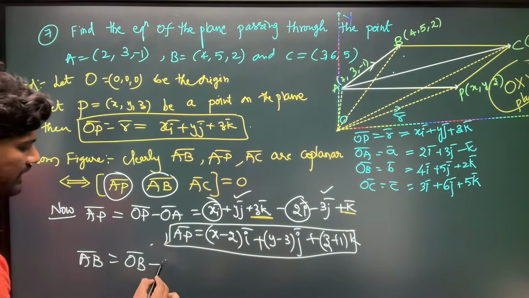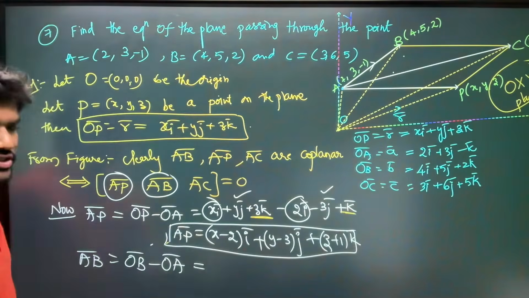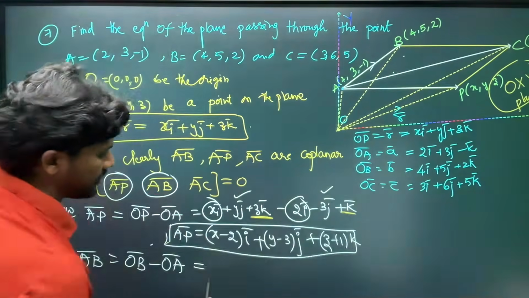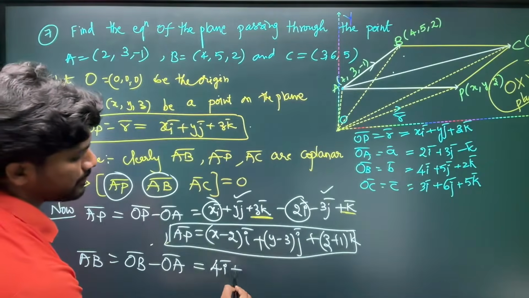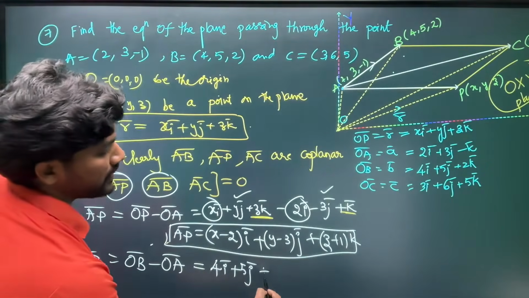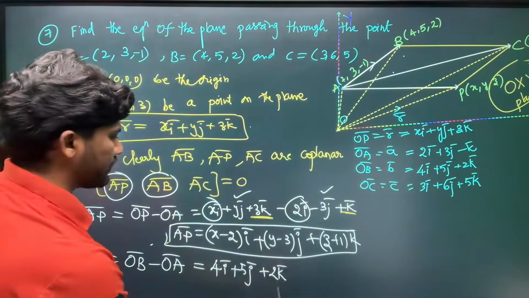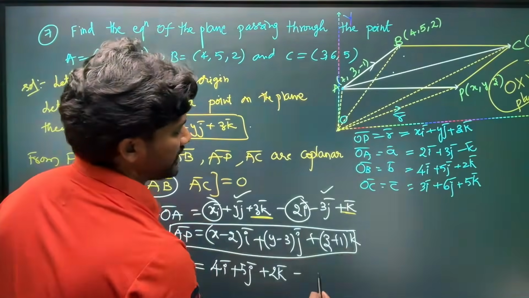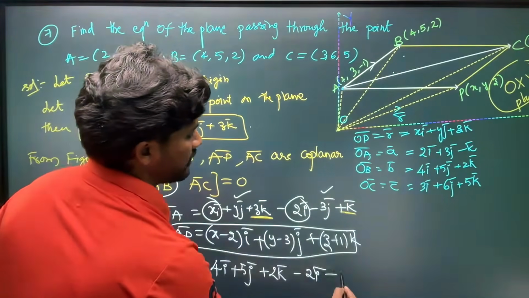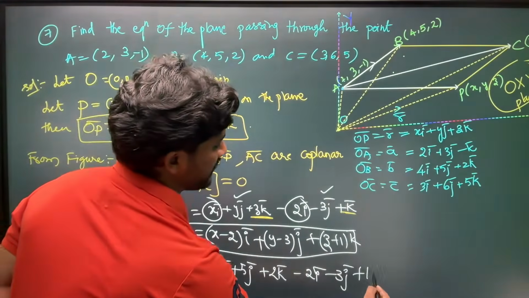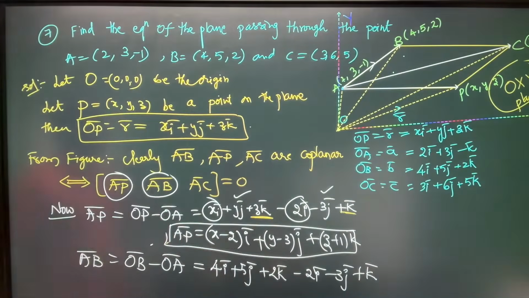OB bar minus OA bar. So substitute the values. OB bar is nothing but 4I bar plus 5J bar plus 2K bar, minus OA bar. OA bar is nothing but 2I bar minus 3J bar, minus into minus plus K bar. Again, OA bar value.